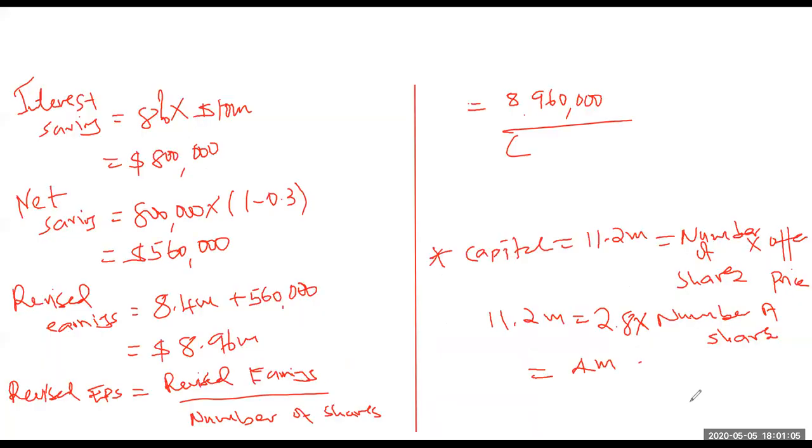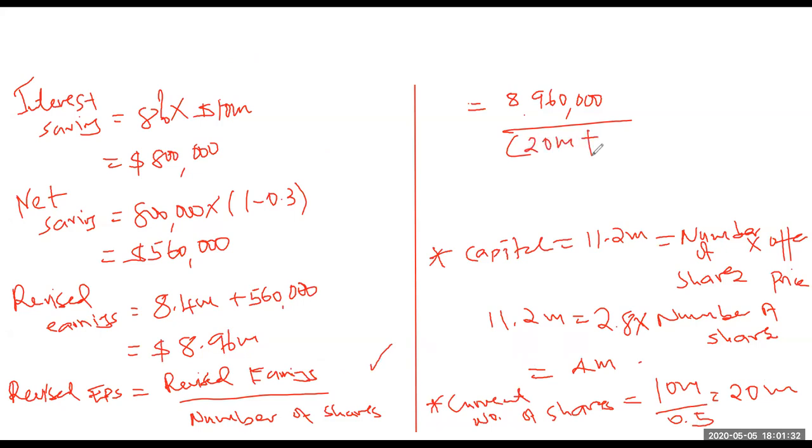So maybe we can show the work in there. Current number of shares is equal to the nominal value you have just obtained from the balance sheet of this company, 10 million, divided by 0.5, to give us 20 million. Therefore, to get the earnings per share, going back to where we stopped, it is the old shares, 20 million, plus the new shares, which is equal to 4 million.